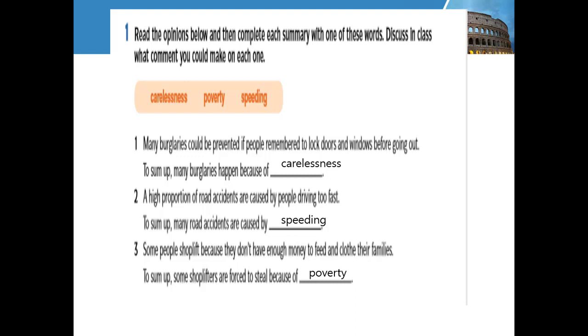Alright, for number 2, maybe you can write down your comment. Drivers should always obey the speed limit so fewer accidents happen. Or police should use radar guns and fine drivers for breaking the speed limit. And for the final comment, the government should set up schemes where poor people do voluntary work in exchange for food, for example.